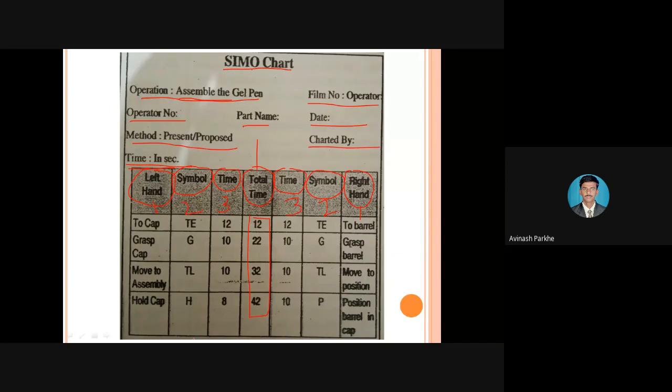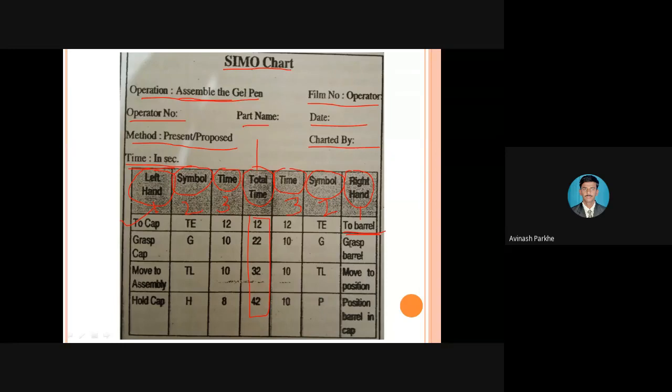Therefore, if I start with the first step, the assembly of the gel pen, initially I will move towards the components to take them in my hand. So the first movement is represented by the left hand to cap. My left hand is moving to take that cap. Simultaneously, my right hand is moving to take the barrel. Let us assume the construction of the pen.